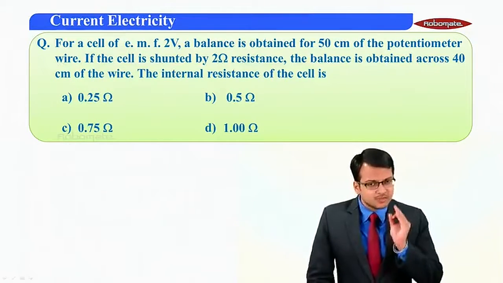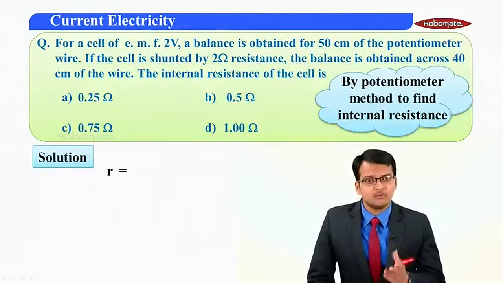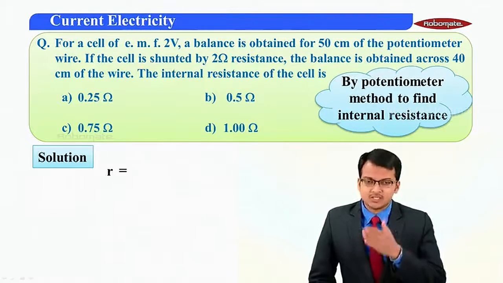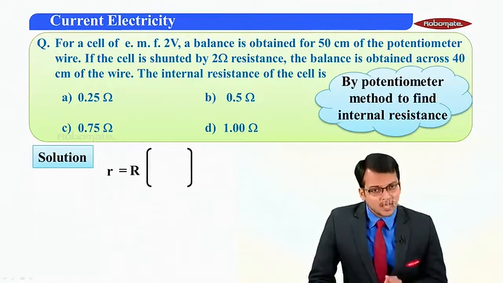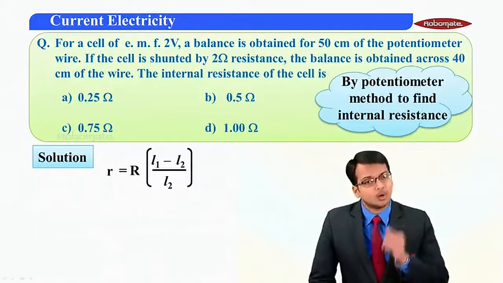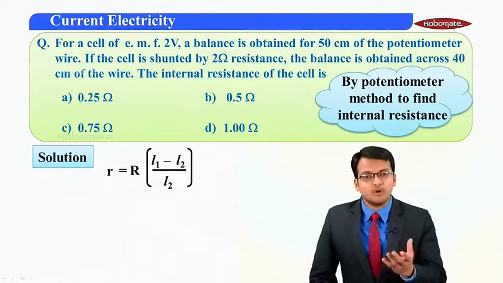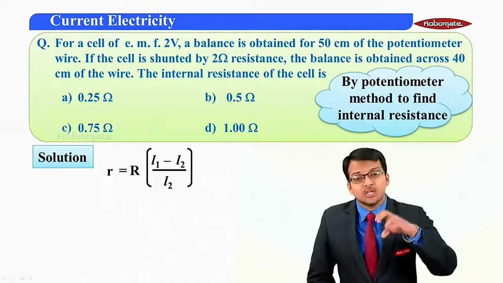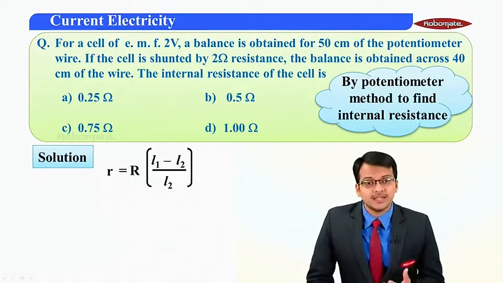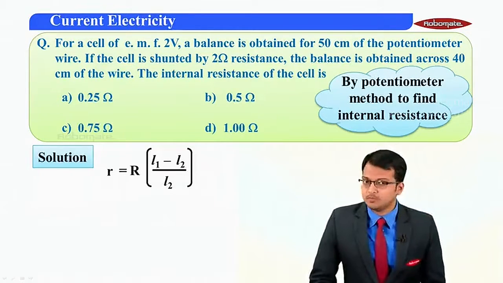The formula is very simple and we have already studied that. The method to find the internal resistance of the cell is given by R, that is your resistance, into L1 minus L2 upon L2. L1 will be the length found before the cell was shunted with a 2 ohm resistance, and L2 would be the length obtained after the cell was shunted by a 2 ohm resistance.